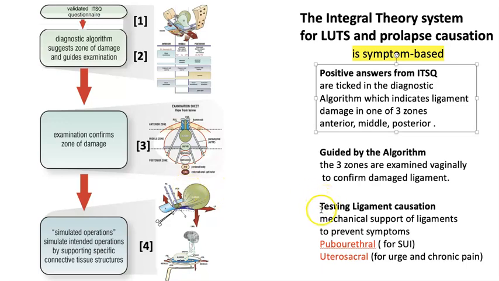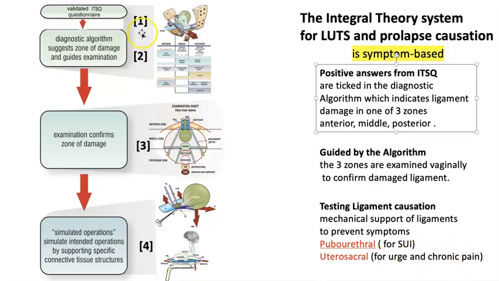So then, what is unique about the integral theory system, we can actually test the ligaments by mechanical support to prevent symptoms. For instance, we can put a hemostat at the pubourethral ligament, I'll show you that later, and prevent urine loss on coughing, or we can put a speculum in to support the uterosacral ligaments and the urothelial stretch receptors to decrease the urge and pain and chronic pelvic pain.